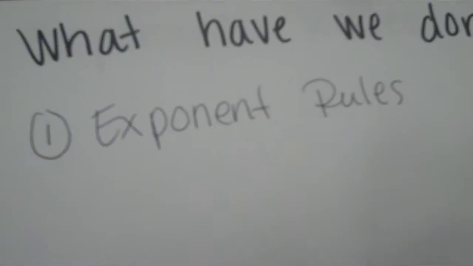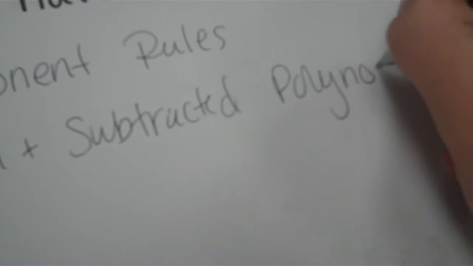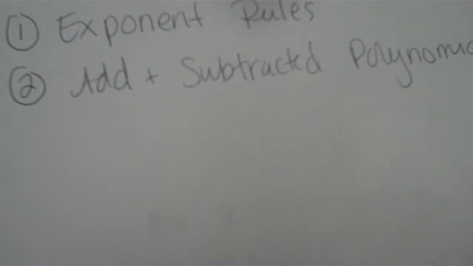Okay, first thing we have done is exponent rules. So I don't want you to lose those. Okay, the second thing we've done is we've added and subtracted polynomials. Don't let that poly word freak you out. Poly just means many. Added and subtracted that.